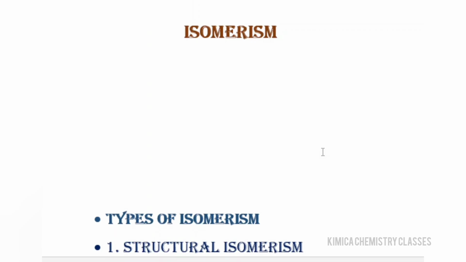Today we are going to discuss isomerism. First, let us understand what isomerism is. In organic chemistry, two or more compounds that have the same molecular formula but different structural formulas are known as isomers, and this phenomenon is known as isomerism.